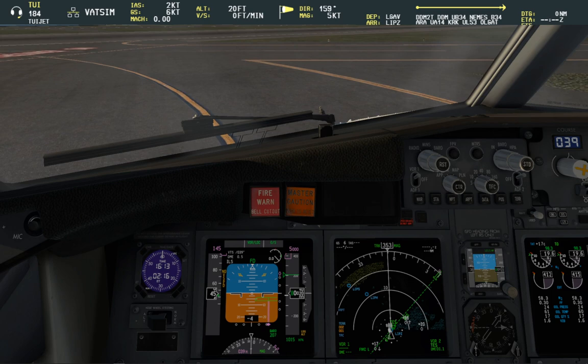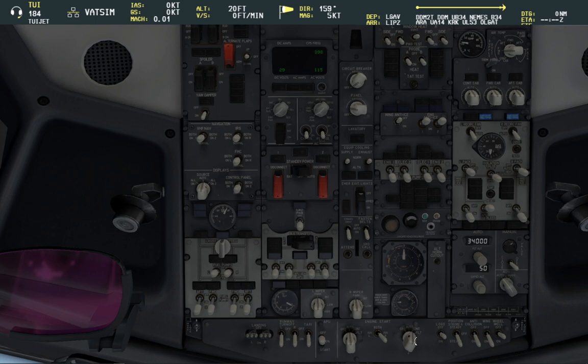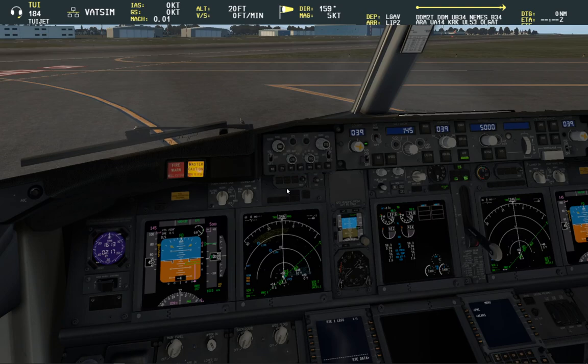So now the brakes are glowing. Park brake set. Let's first clean up the plane a little bit here for taxi. Probe heat. Ground, hello, 184 on Echo.